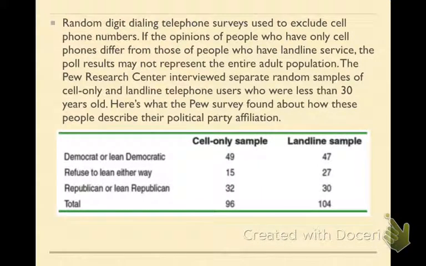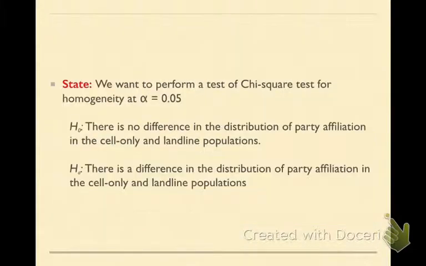Another example from the book. This one is trying to find out whether using a cell phone or a landline phone for the survey gives a different result in political preferences. So state, plan, do, and conclude. We understand you hate that, but you just have to do it.